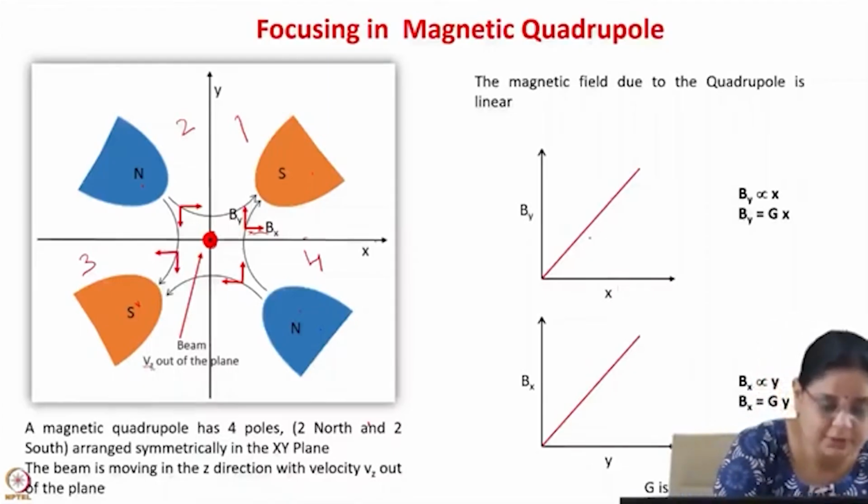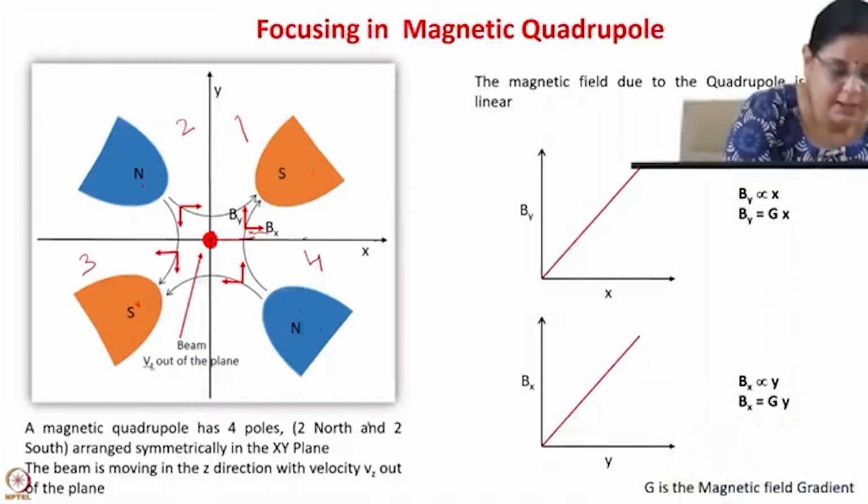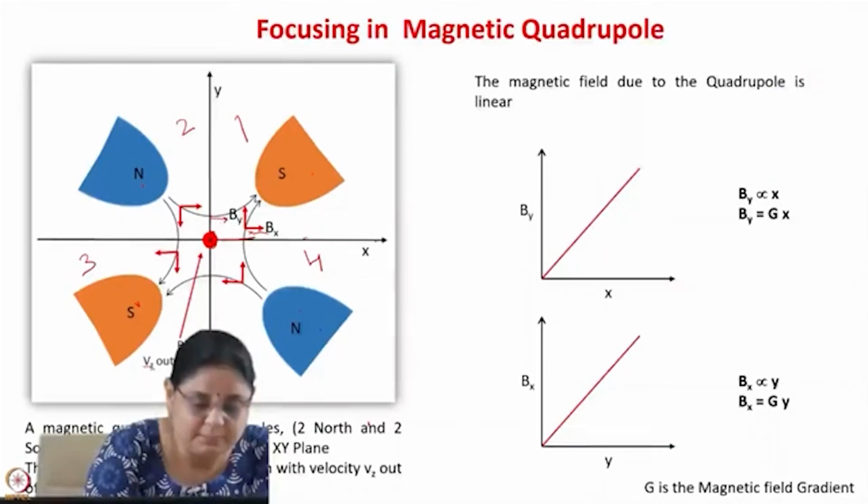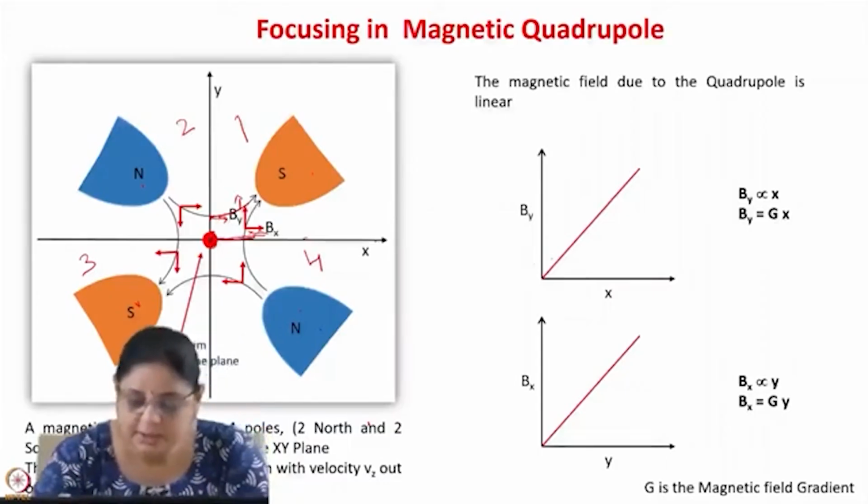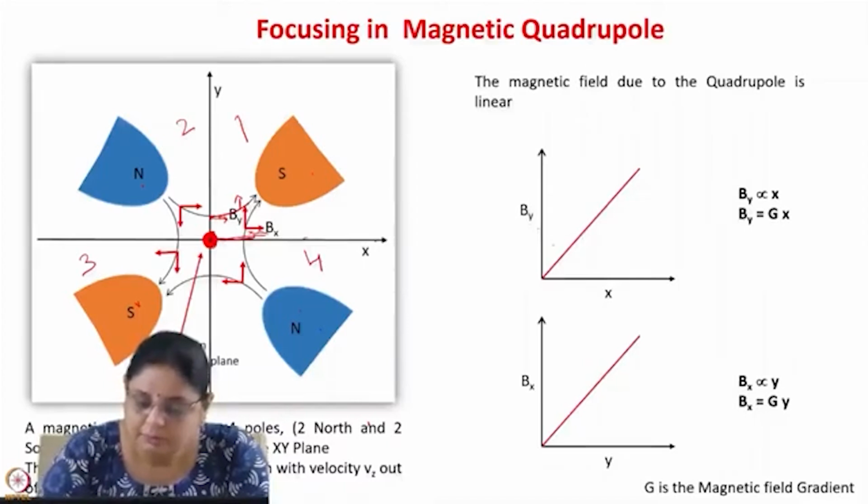You can see from here, this is X, and let's see in the first quadrant, for example, at X equal to 0 at this point, there is no component of By, so the magnetic field is only in the X direction. By is equal to 0. Now as X is increasing, the Y component keeps on increasing. So the variation of By with X is linear.